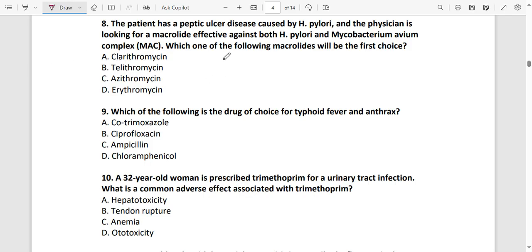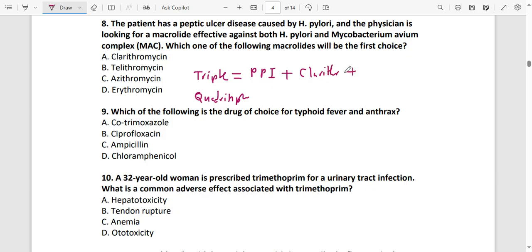Okay. So specifically when you are looking at peptic ulcer disease, you know this is caused by H. pylori. And we have what is known as the triple therapy and the quadruple therapy when you are treating peptic ulcer disease. For the triple therapy, you want to use a proton pump inhibitor, maybe omeprazole, and then one macrolide. Specifically, the macrolide that we use is clarithromycin.